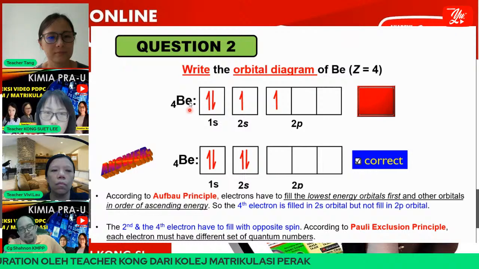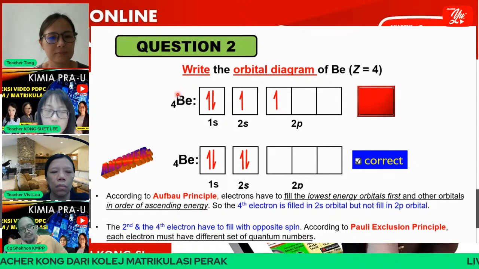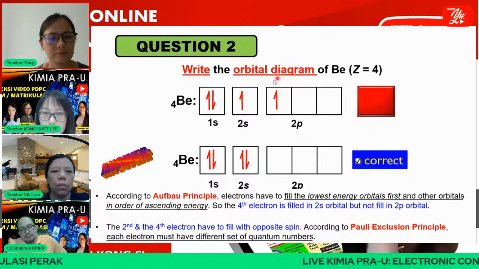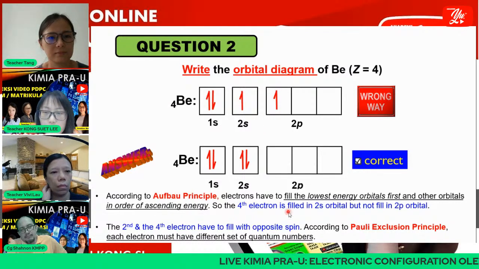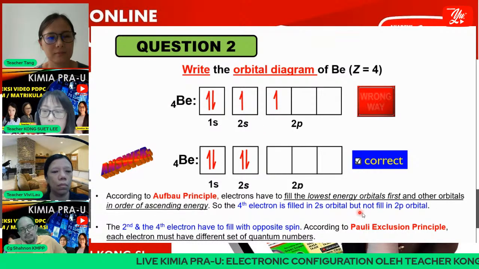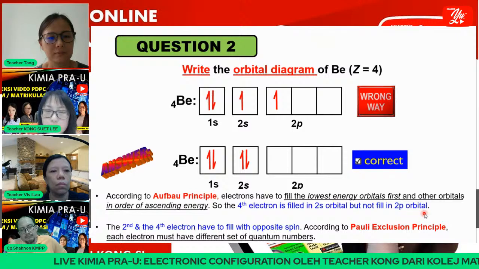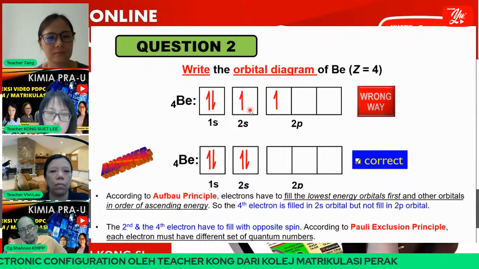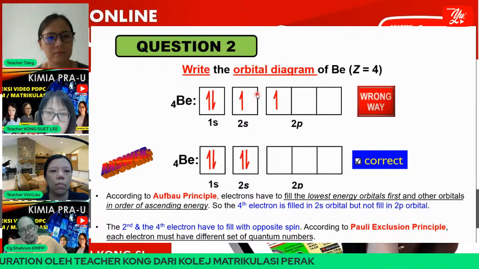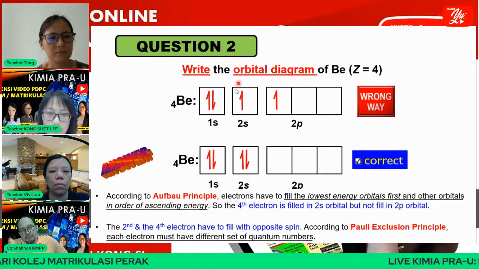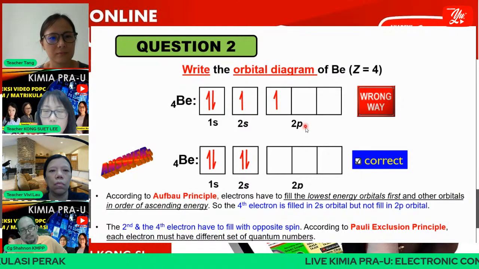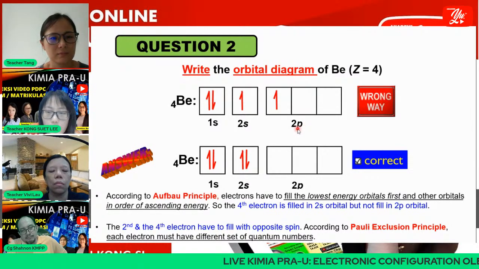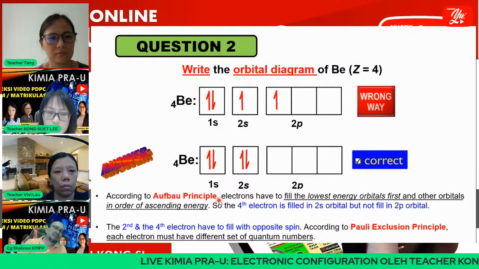You have to answer according to beryllium. According to this case, the beryllium element, you have to mention the fourth electron is filled in the 2s orbital, but not filled in the 2p orbital. So just now Izzati said must pair up first. Actually, according to the Aufbau principle, not pair up first, but you have to fill in 2s first before you fill in 2p. Make sure 2s is filled with 2 electrons first, then only followed by 2p. So this is what the Aufbau principle states.